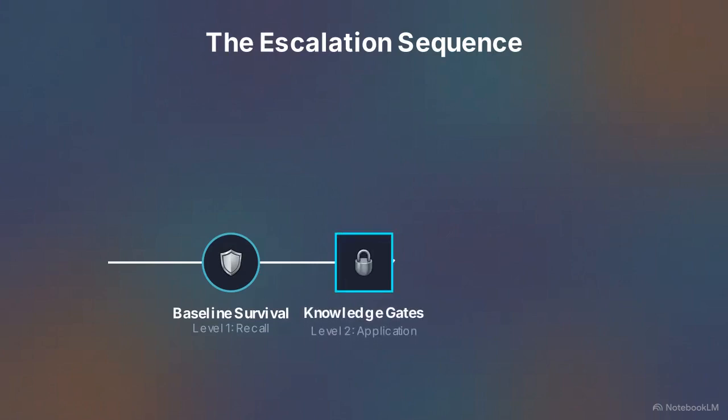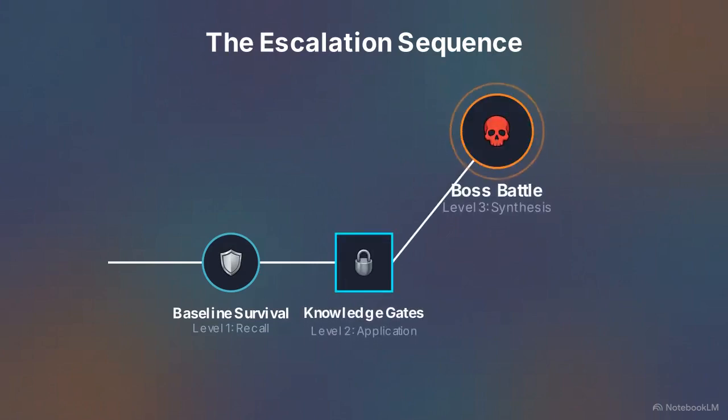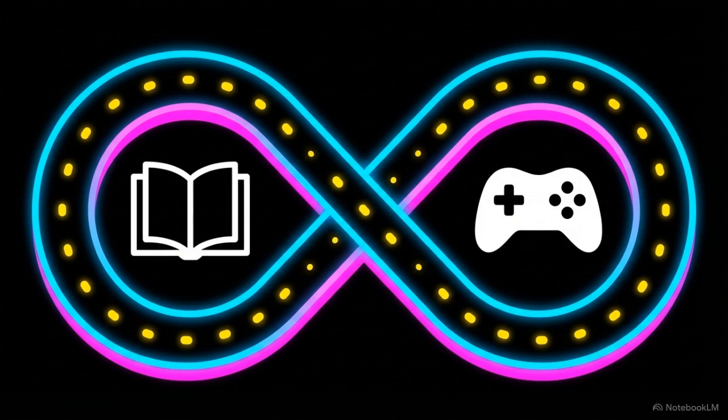To pull this off, you follow the escalation sequence, a three-phase structure that moves from baseline survival to between-level knowledge gates, and finally, a boss battle. By translating passive information into playable mechanics, you create a loop where the player learns your subject matter simply by trying to stay alive.